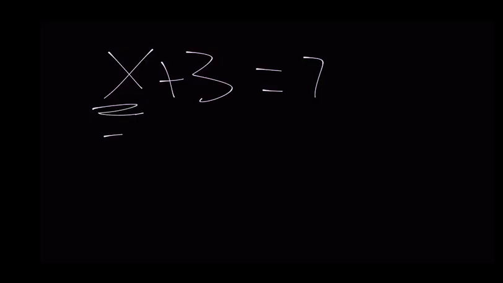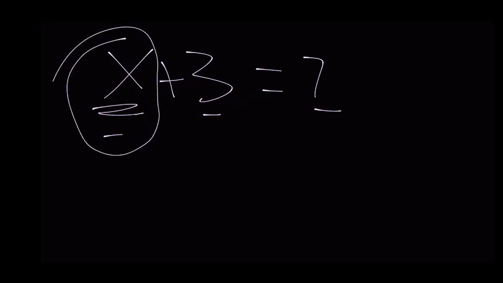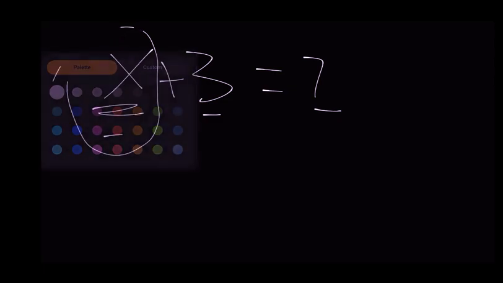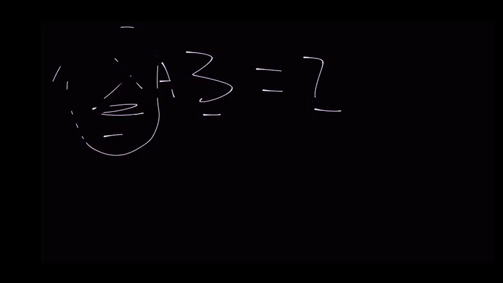So if I say X plus 3 equals 7, we don't know what this X is, but we know what 3 and 7 are. So that's what we're gonna talk about, how do we find this X number out? So we're gonna go deep into order of operations.